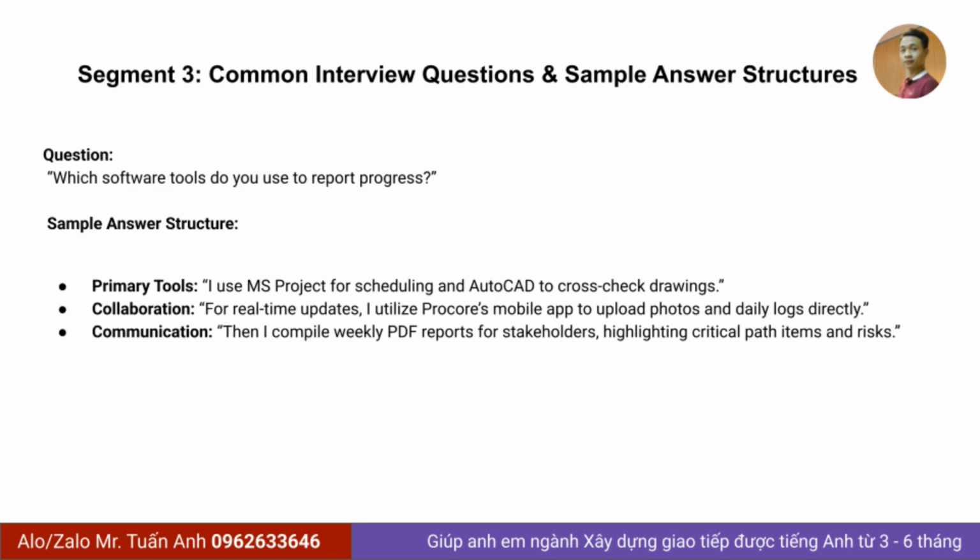Question: which software tools do you use to report progress? Sample answer structure. Primary tools. I use MS Project for scheduling and AutoCAD to cross-check drawings. Collaboration. For real-time updates, I utilize Procore's mobile app to upload photos and daily logs directly. Communication. Then I compile weekly PDF reports for stakeholders, highlighting critical path items and risks.